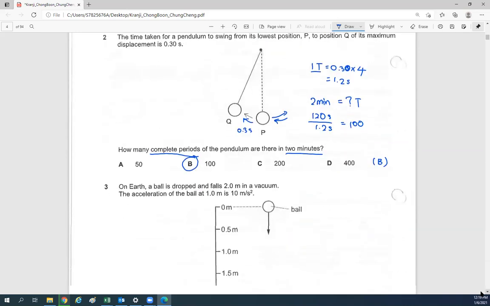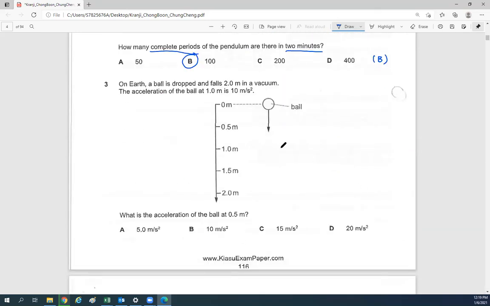Next, question 3. On Earth, a ball is dropped and falls 2 meters. So this is the distance it falls. The acceleration of the ball over here is 10 meters per second squared. What is the acceleration of the ball at 0.5 over here? What is the acceleration?